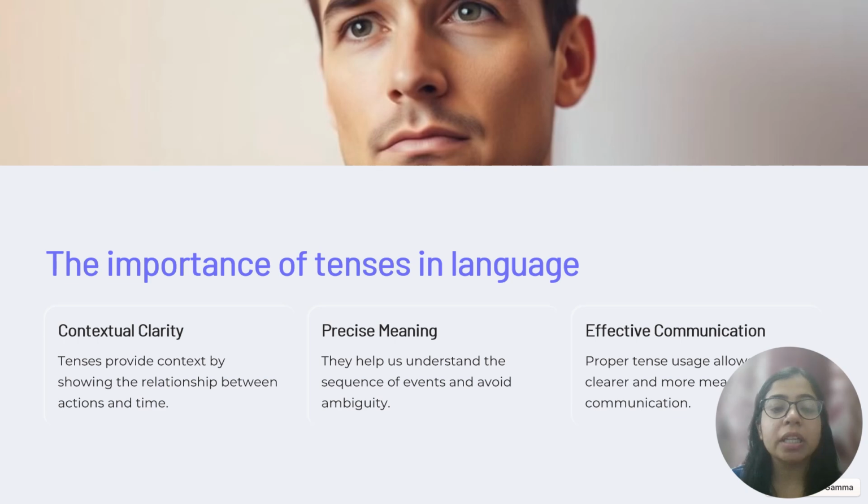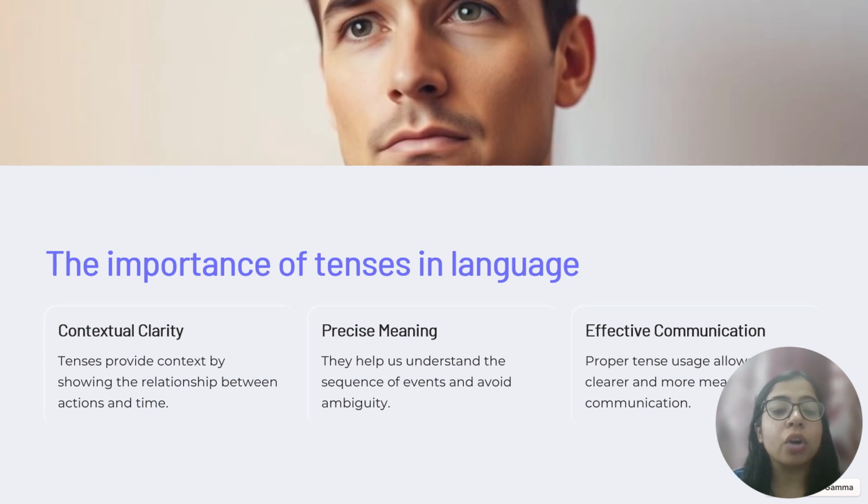Now the importance of tenses in language. First, why do we use tense in language? Why are we using tense? We use tense in English also. We use tense in Hindi also. In Hindi we say bhutkal, bhavishya, vartman kal. So why is it important in every language?